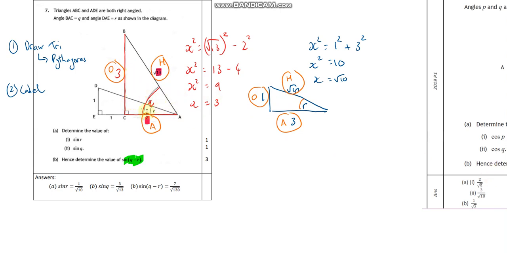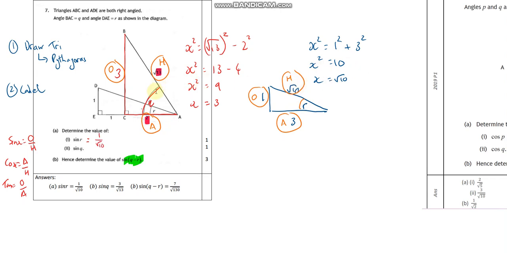But anyway, so first question, what is sine R? Well, that's quite easy, isn't it? Sine R is just opposite over hypotenuse. Cos is adjacent over hypotenuse. Tan is opposite over adjacent, yeah? So for this one, it's just opposite over hypotenuse on the R. So there's my R, there's the opposite, there's the hypotenuse, so 1 over root 10.